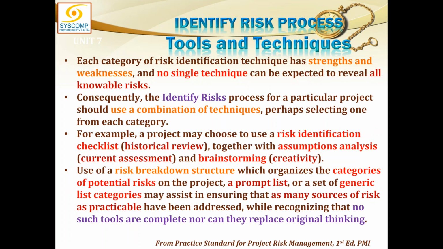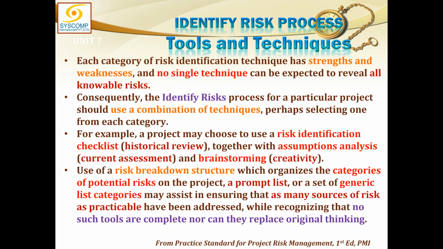Each category of risk identification techniques has strengths and weaknesses, and no single technique can be expected to reveal all knowable risks. Consequently, the identify risk process for a particular project should use a combination of techniques, perhaps selecting one from each category. For example, a project may choose to use a risk identification checklist, which is a historical review, together with assumption analysis, which is a current assessment, and brainstorming, which is creativity. So you can use all these things together for identification of your risk.